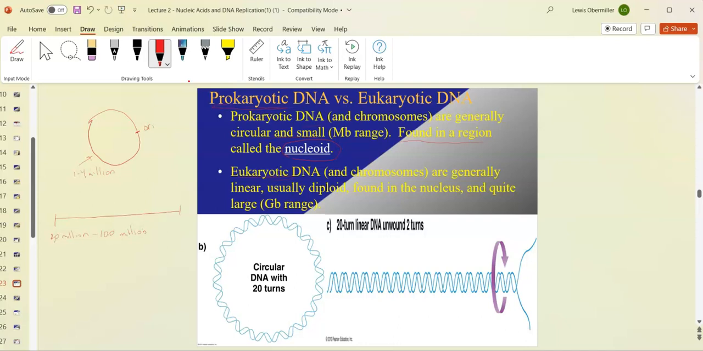Eu is true, karyote is nucleus. So eukaryotic DNA has a true nucleus. Usually these are linear, right? Although there's some exceptions. They're usually diploid, which means that, if you're talking about ploidy, you have 2 chromosomes, one you got from mom and one you got from dad, and they just have alleles on them.